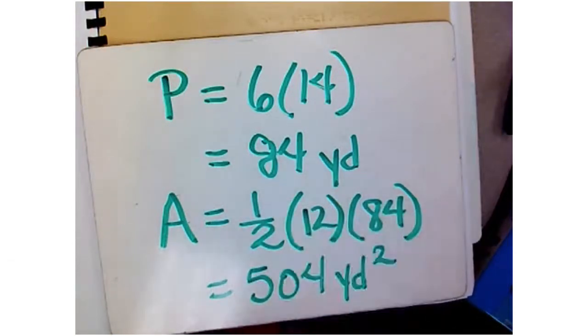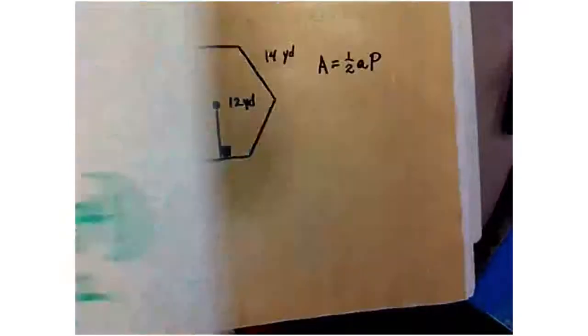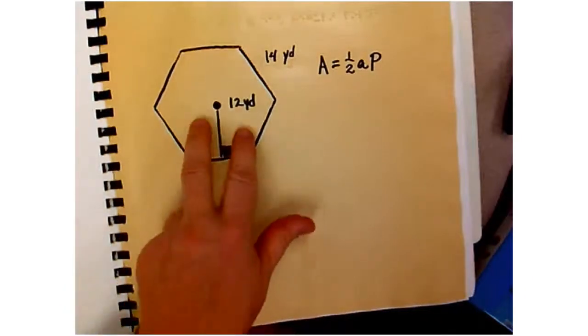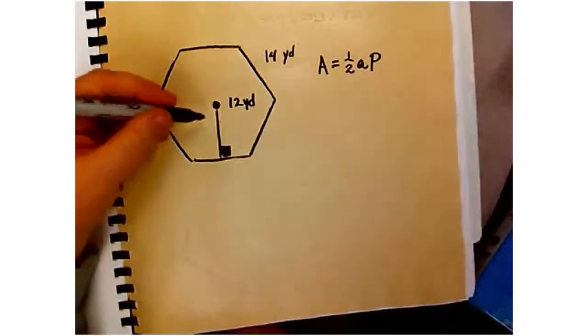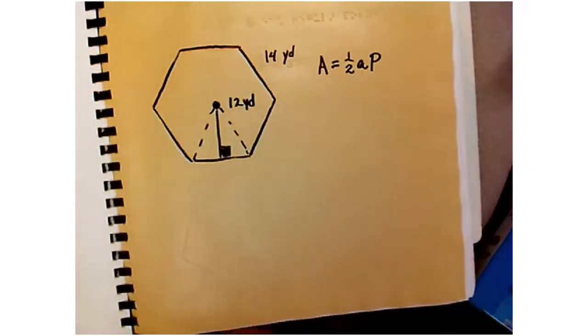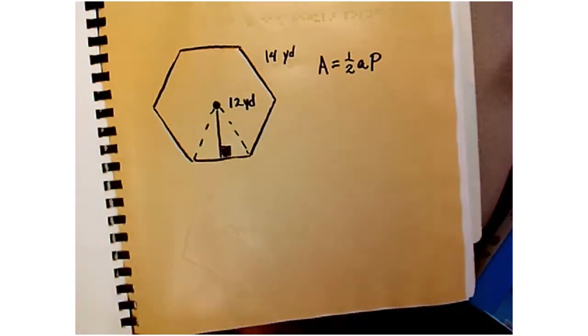Yards squared. You've got to label it. That's a lot of yards. Okay? 504 yards squared. So that regular polygon has 504 yards squared in it. The reason why that works is basically what we just did is we found the area of one of the triangles, and then we multiplied times 6. We could check it. The area of a triangle, the base would be 14, right? Because all the sides are 14, and the altitude is 12. So what's 1/2 the base times the height? What's 1/2 the base at 14? What's that?